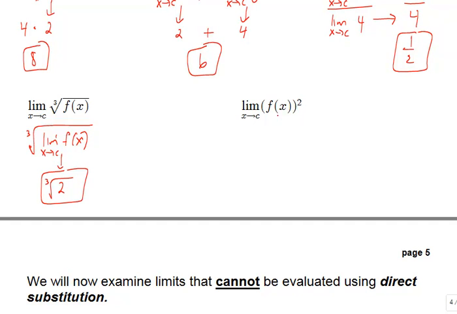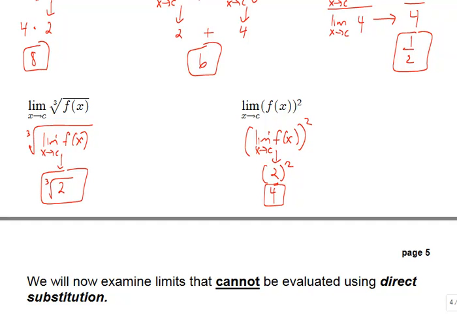And here's our power rule again. The limit of f of x squared would be the limit of just the f of x part, and then you square that answer. So since f of x goes to 2 in the limit, 2 squared goes to 4.